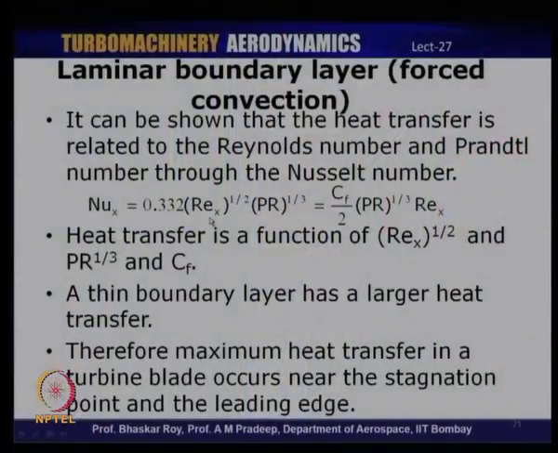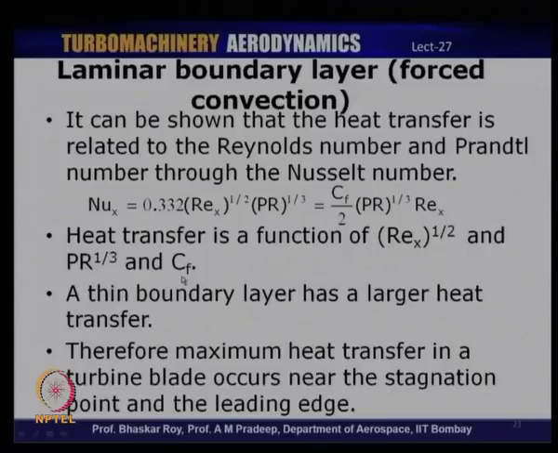What has been demonstrated is that the Nusselt number can be related to the Reynolds number and Prandtl number for a typical zero pressure gradient flat plate application. Nusselt number is 0.332 times Reynolds number raised to 1 by 2 into Prandtl number raised to 1 by 3. This is also related to the skin friction coefficient, Cf by 2, Prandtl number raised to 1 by 3 into Reynolds number. So, heat transfer is indeed a function of the square root of Reynolds number and Prandtl number raised to 1 by 3, as well as the skin friction coefficient.